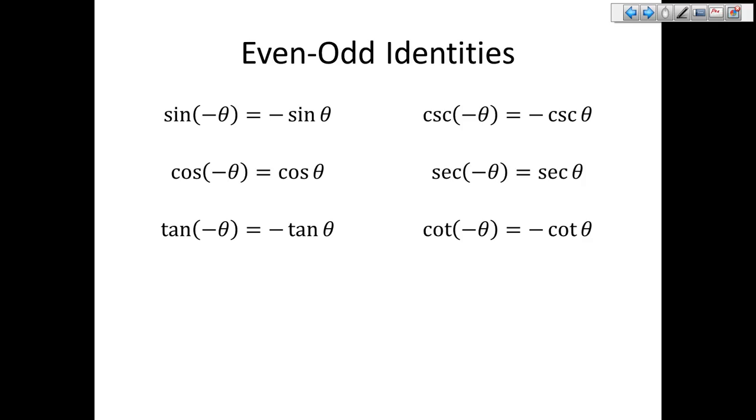Now we have the even-odd identities. The sine and the tangent are odd functions. That means that the sine of negative theta is equal to the negative sine theta. Same with the tangent. Cosine is an even function. That negative basically just goes away. The cosine of negative theta is equal to the cosine theta. And then similarly for their reciprocals.